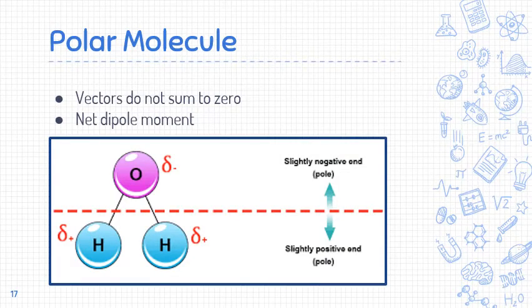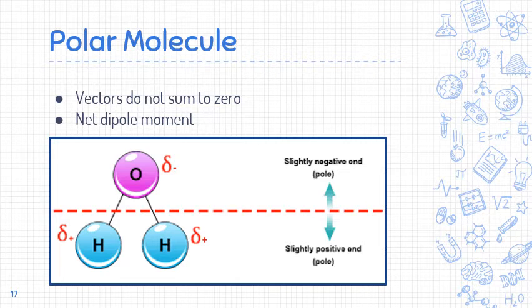On the other hand, a polar molecule occurs when our vectors do not add up to 0. So there is going to be a net dipole moment. So in a polar molecule, we'll end up having a slightly positive end and a slightly negative end.